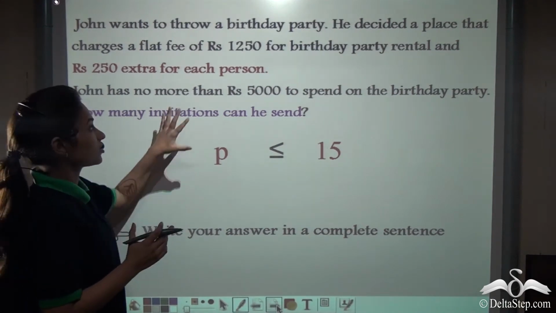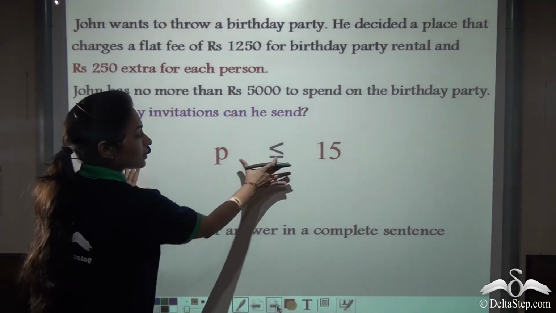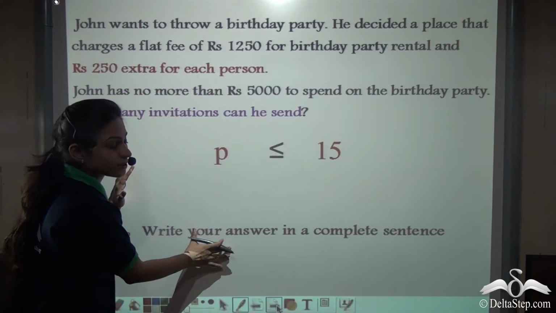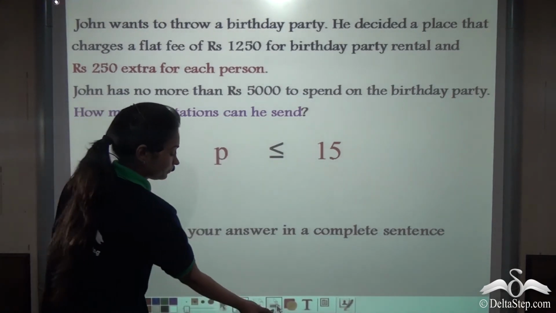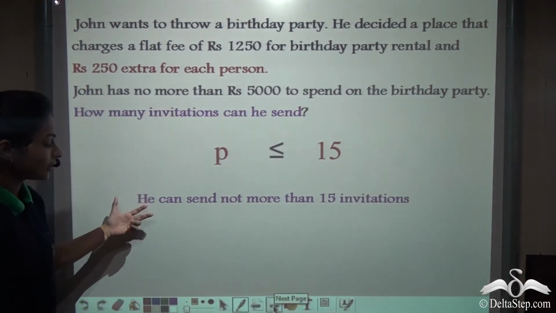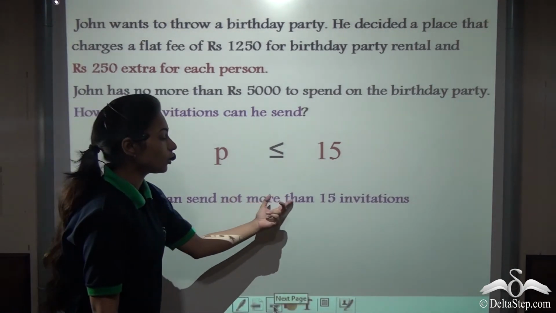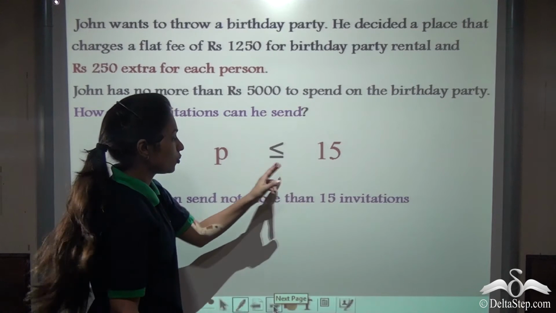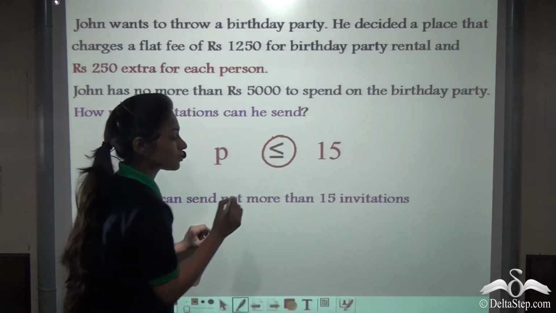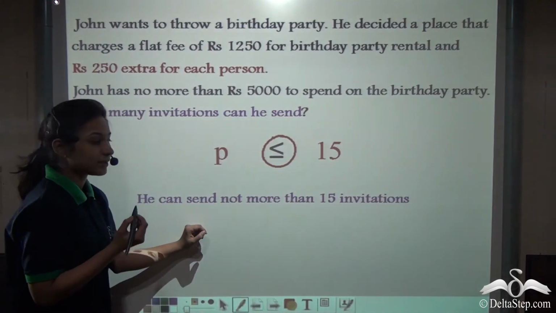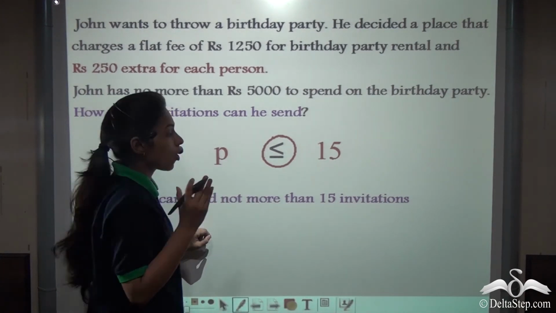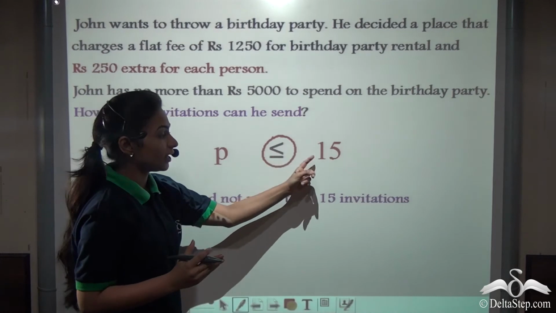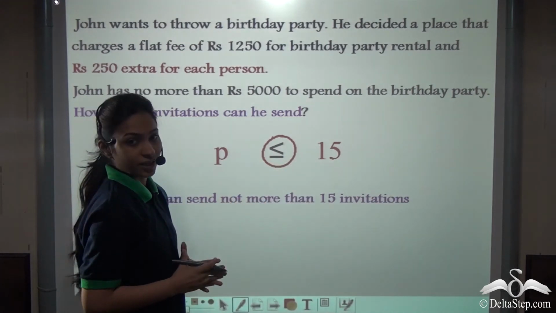But whenever you have such a practical problem, do not leave the answer like this. You have to write your answer in a complete sentence. So what will be the complete sentence? He, that is John, can send not more than 15 invitations. You can see that this represents not more than. You can also write this as John can send at most 15 invitations, or John can send 15 or less than 15 invitations.